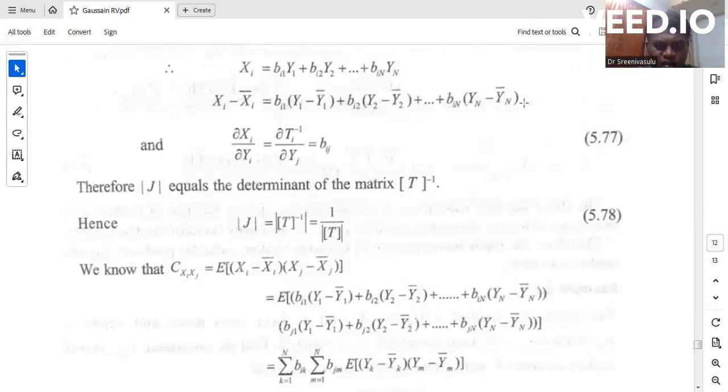For this determinant matrix, we are going to calculate T inverse, that is J is equal to the determinant of T inverse, that is equal to 1 divided by T. Now we have already seen the correlation of any two random variables, that is Cxi xj is equal to the expected value of xi minus xi bar into xj minus xj bar.